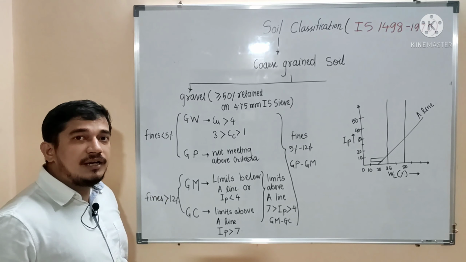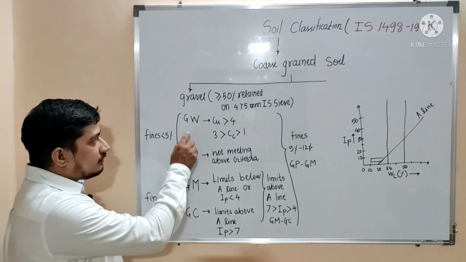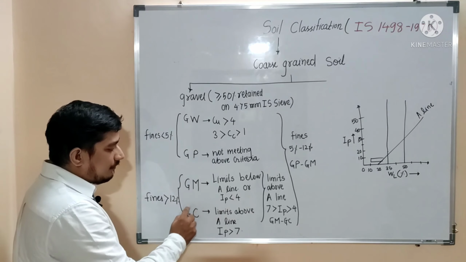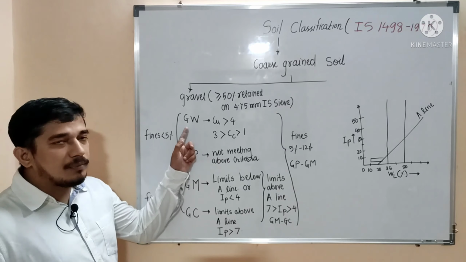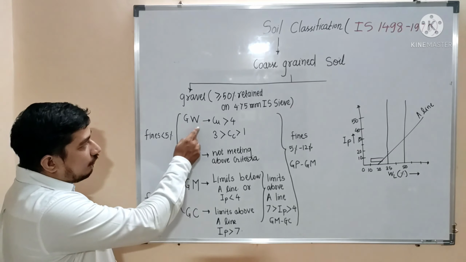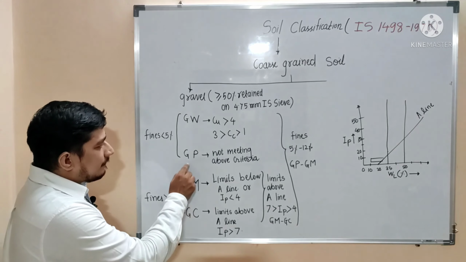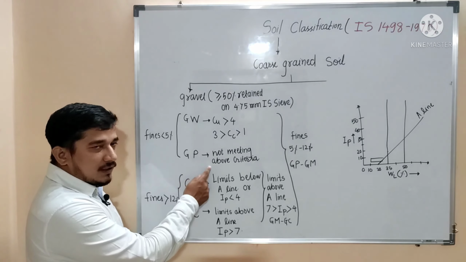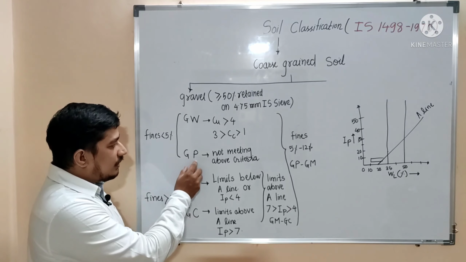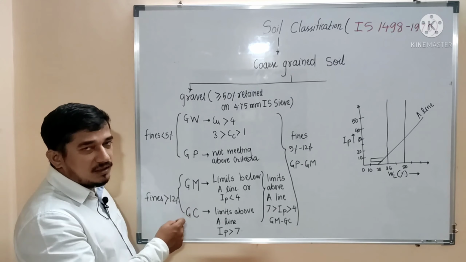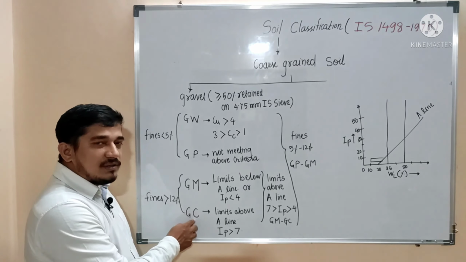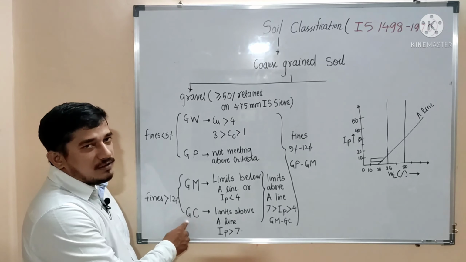Gravel is basically divided into 4 parts: GW, GP, GM and GC. W represents well graded and G represents gravel, so it is well graded gravel. P represents poorly graded and G represents gravel, so it is poorly graded gravel. M represents silt, as I said in the classification of fine grained soil, so it is silty gravel, and C represents clay, so it is clayey gravel.